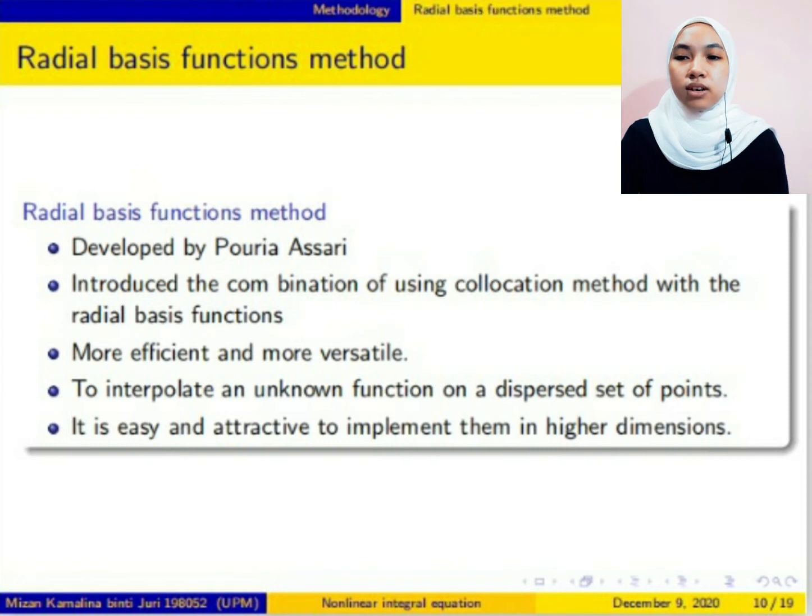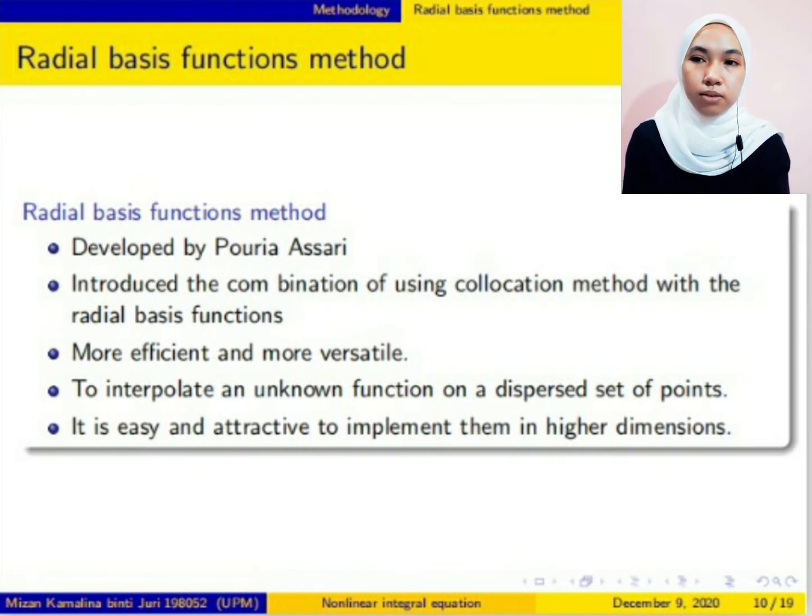Radial basis functions are powerful methods that have been used in the past few decades to interpolate an unknown function on a disparate set of points. Regardless of the dimension of the problem, this function requires a single independent variable, so it is easy and attractive to implement them in higher dimensions. It should also be noted that no domain elements are required for the radial basis function method.